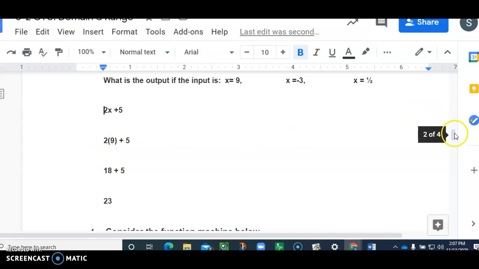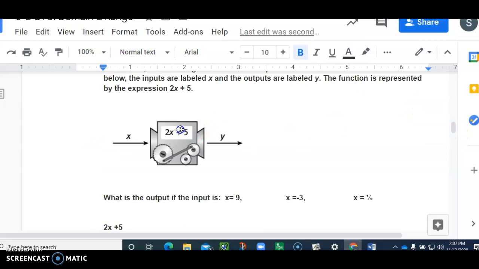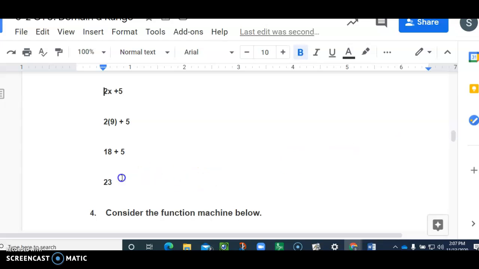Because they ask what happens if your x is 9, you want to know the output. The x is the input. If the input is 9, what is the output? The output is the y. So that means y equals 23.